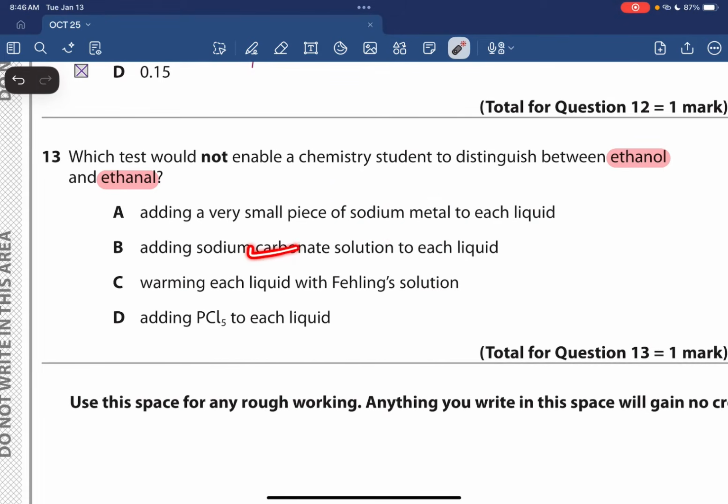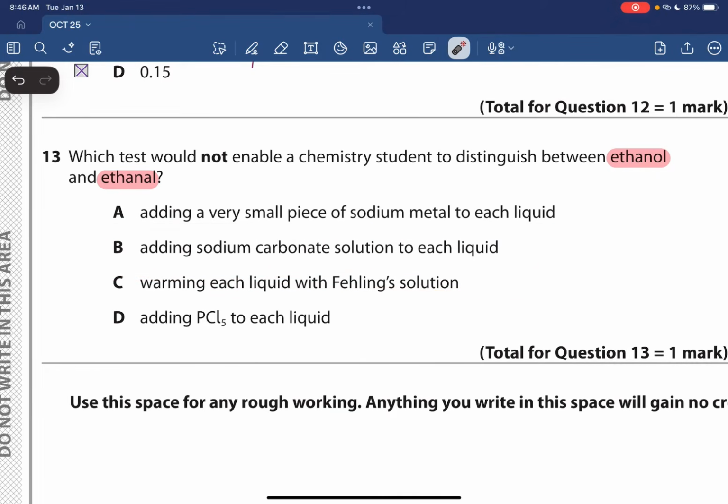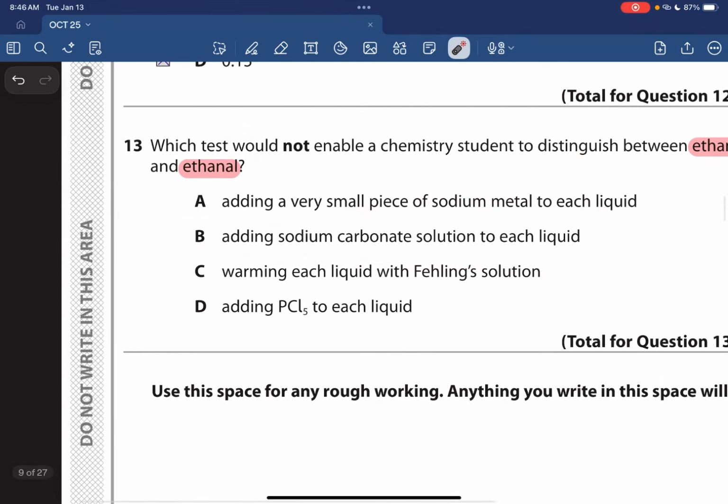Adding sodium carbonate, warming Fehling's solution for a positive test with aldehyde, PCl5 for the OH group in alcohol, misty fumes. So B shouldn't be the answer because there isn't any reaction for adding sodium carbonate solution to each of them. Yeah, there is obviously not any reaction for this. So the answer is going to be B.